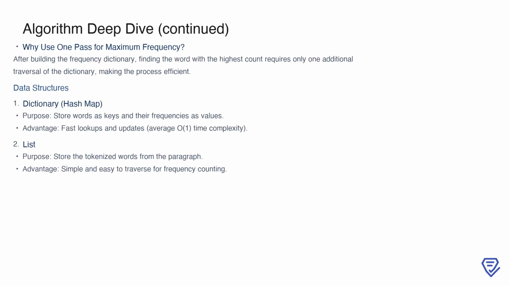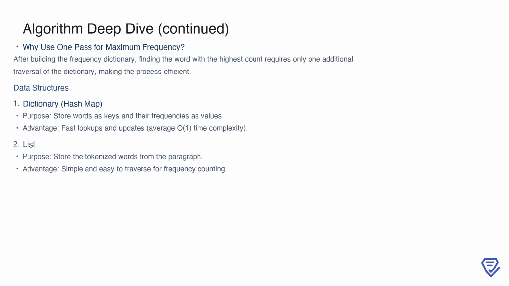When determining the word with the highest frequency, we traverse the dictionary in a single pass. This approach is efficient because it avoids unnecessary computations and ensures the overall algorithm remains fast. By leveraging the frequency dictionary, we only need one additional pass to identify the most common word, which keeps our time complexity low. Now, let's examine the data structures used in this solution.